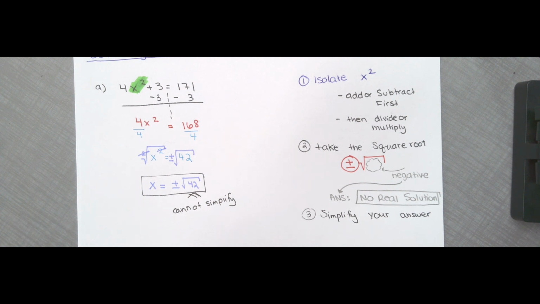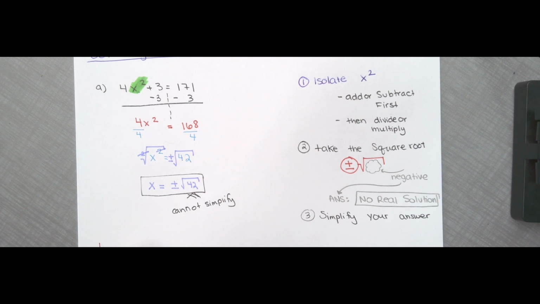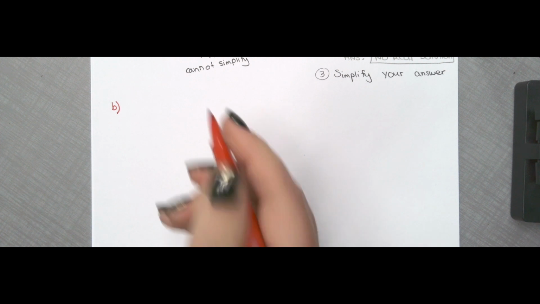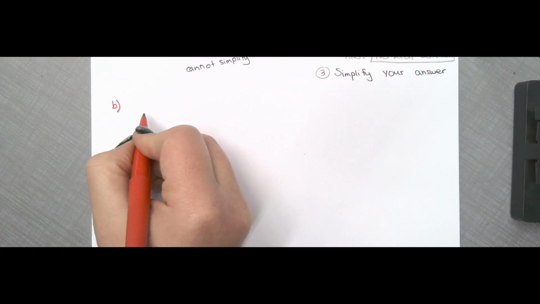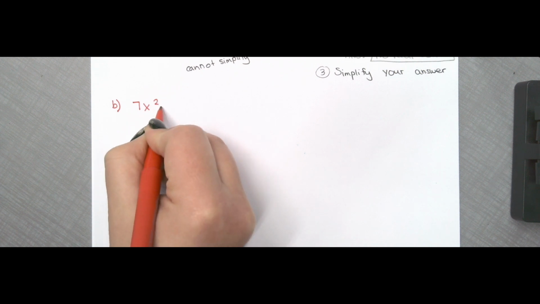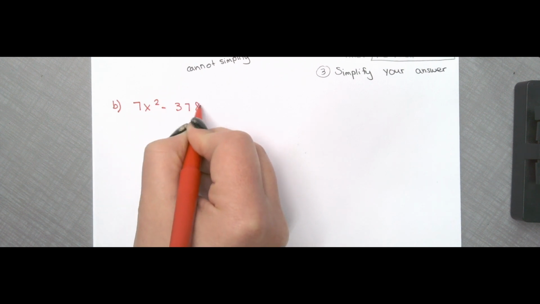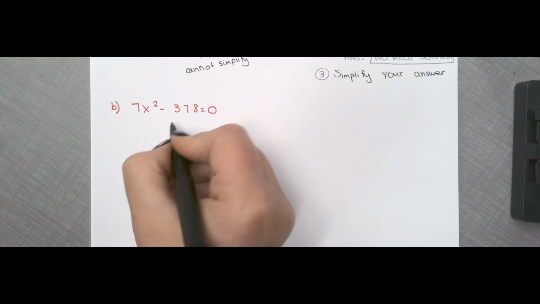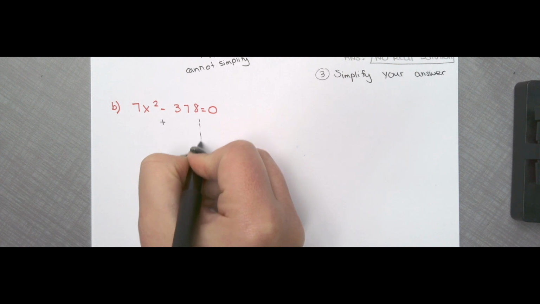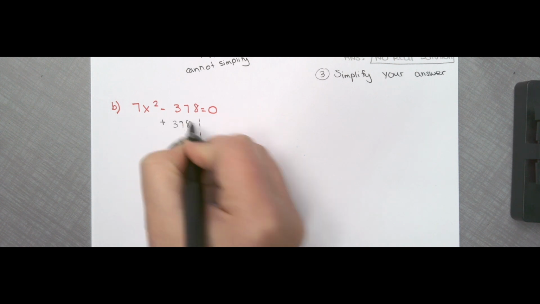Okay, let's do another one, B. This time I will not be writing out the steps. We're going to do this without that right-hand side. So let's go ahead and do, just kidding, 7x squared minus 378 is equal to 0. Step number 1, we're going to isolate the x squared. We're first going to add 378 to both sides.